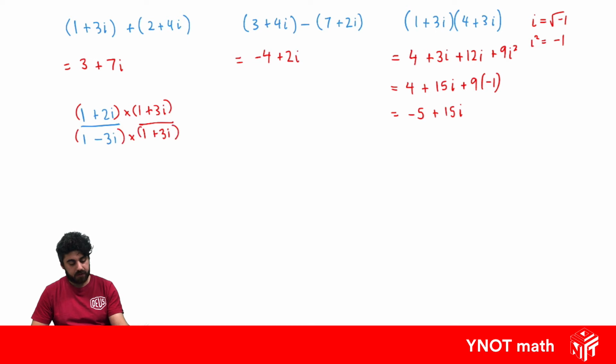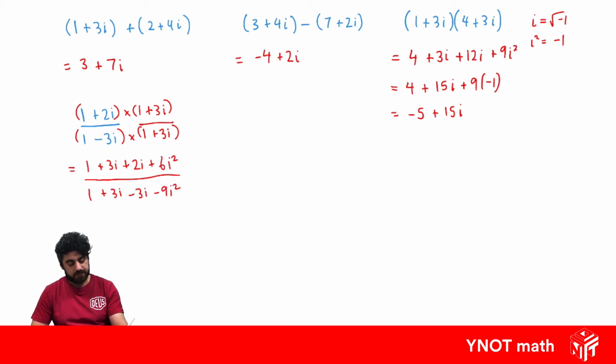And what do we get? On the numerator, we get 1 times 1, which is 1. 1 times 3i, which is 3i. 2i times 1, which is 2i. And 2i times 3i, which is 6i squared. In the denominator, we get 1 times 1, which is 1. 1 times 3i, which is 3i. Minus 3i times 1, which is minus 3i. And minus 3i times 3i, which is minus 9i squared.